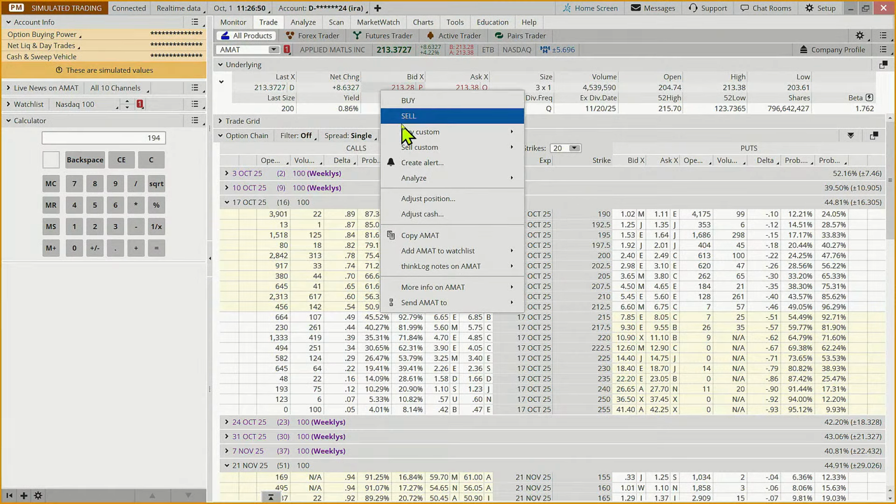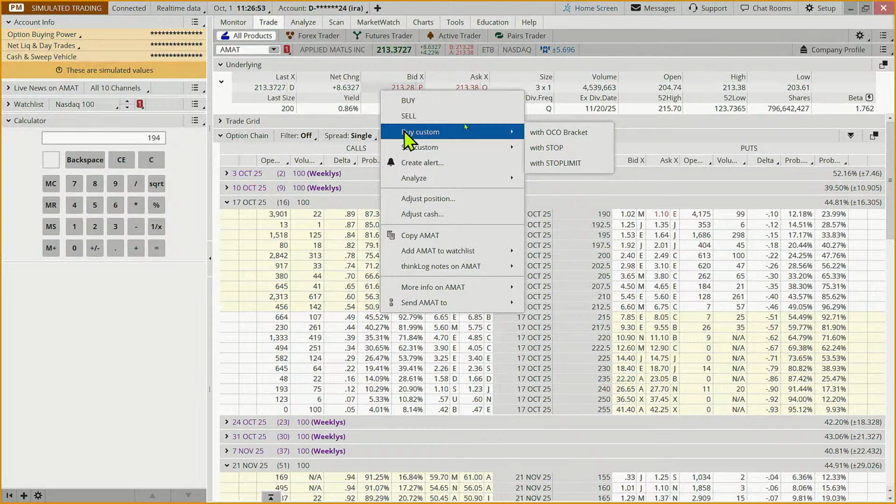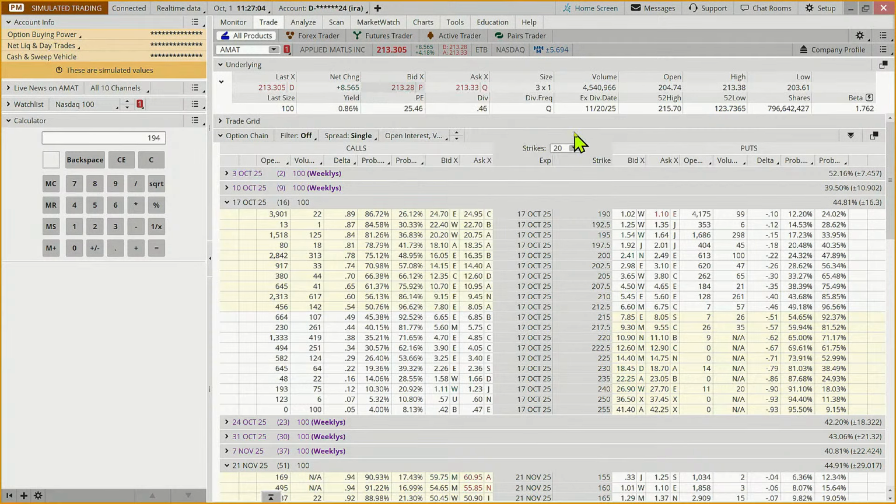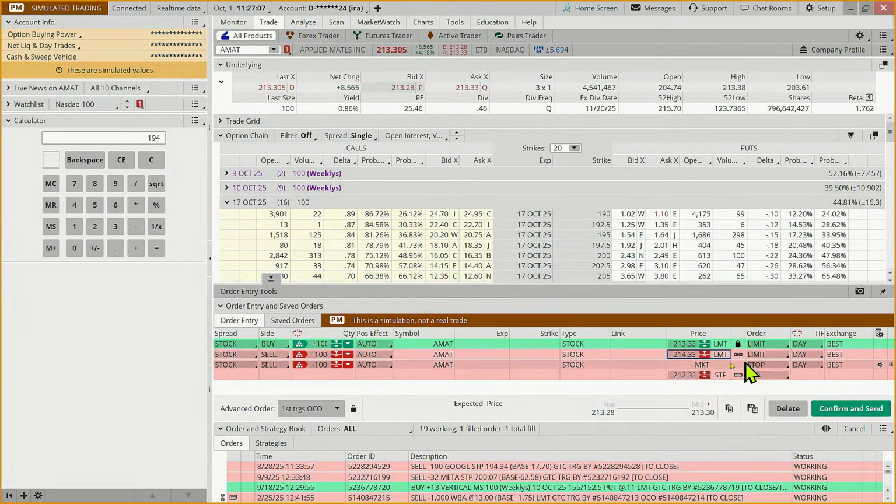Now, we're not going to put a target on this one, but if we wanted, we could. So we could say, buy custom with an OCO bracket. And if we wanted to put in that target at $75 higher, well, I'll show you this as an example. So we could say, okay, it's at 213. We want to put our target at 275, which would be a new all-time high for this stock. And our exit is going to be at 194. Doesn't often work out to be such a round number, but there we go. We're going to make both of these good till canceled, confirm and send.